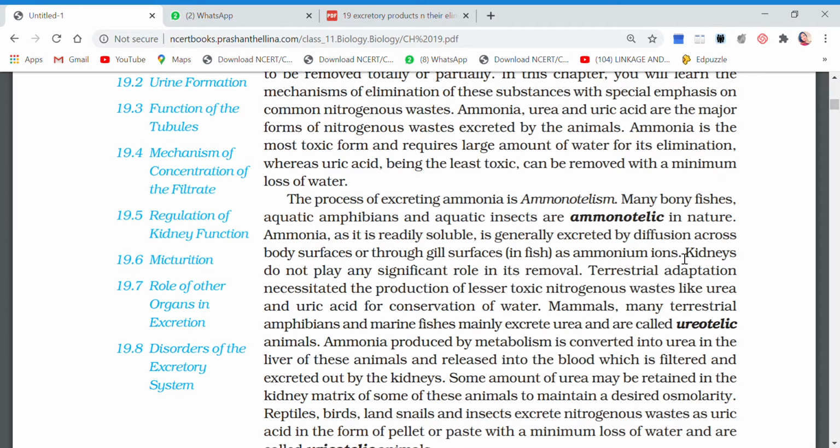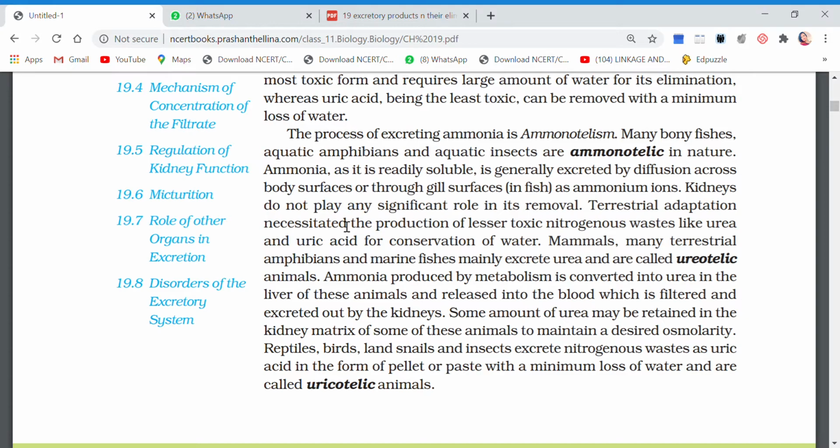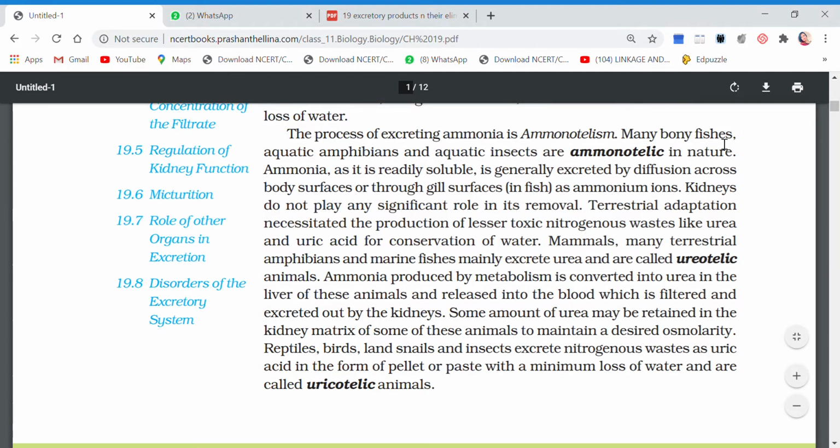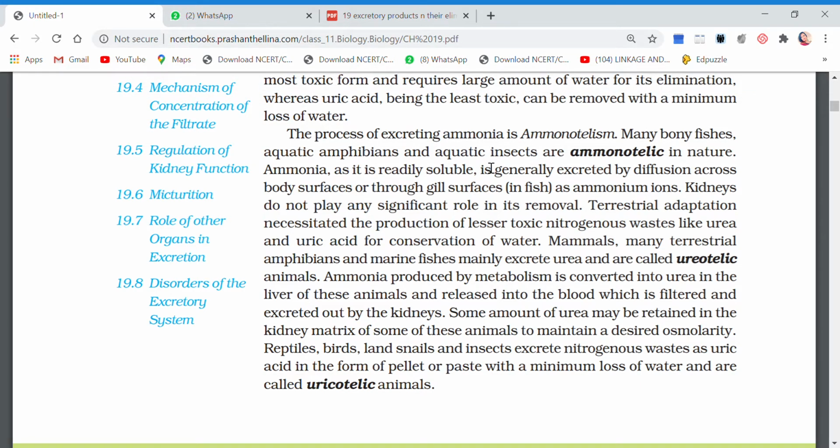Now you have to understand this, because in our body we have a particular system for excretion, but in these animals like bony fishes, amphibians or insects, they don't have that well developed system. So how do they excrete? They excrete by a simple process of diffusion.